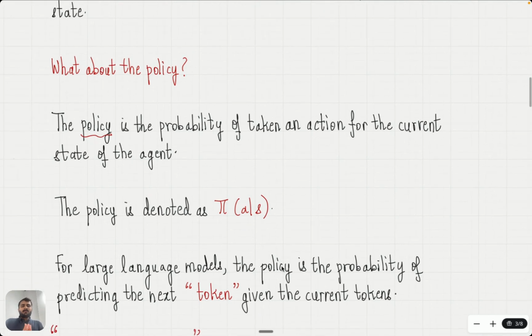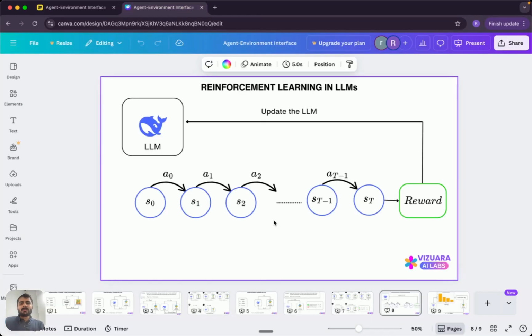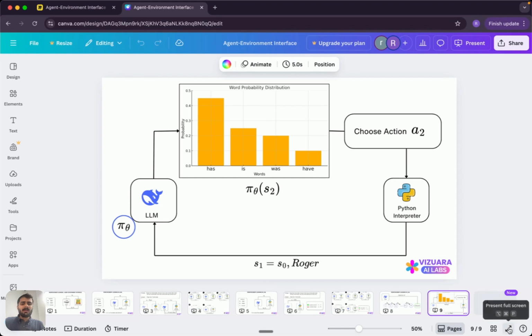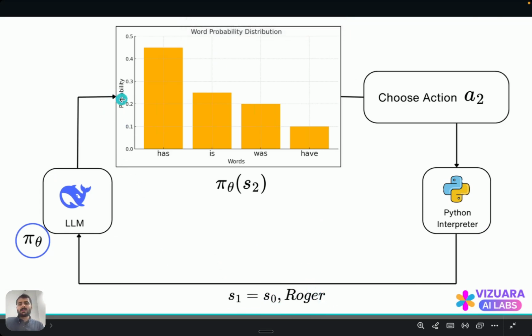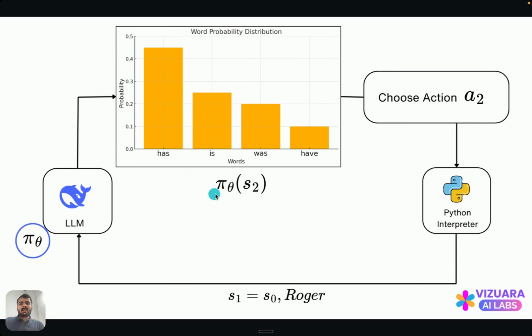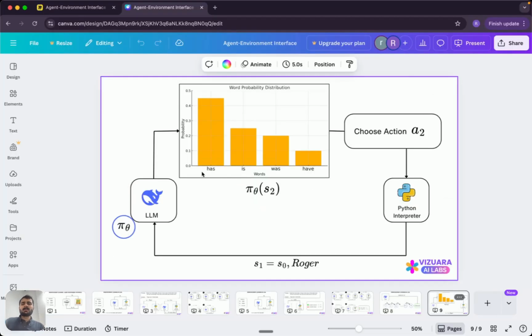Now, in case you are not familiar that LLMs predict the next token, have a look at this diagram. Here we are receiving the state, which is the prompt "Roger", and the LLM has to predict the next word. The LLM creates a word probability distribution for all the words in the dictionary, and you can see that "has" has the maximum probability. So "has" is chosen as the next action. That's why the LLM is the same as the policy, because it is giving us the probability over all possible actions.